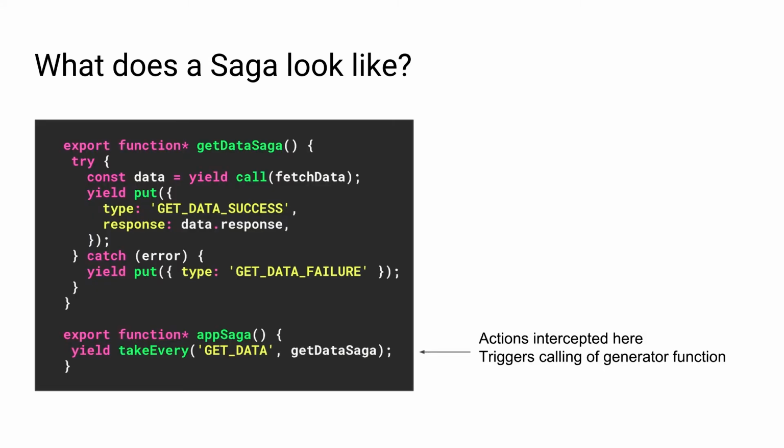So what does a saga actually look like? Well, first of all, at the bottom, you can see how actions are intercepted. So in this case, it takes every get data action, and every time it sees it, it calls the get data saga, which is just a generator function.